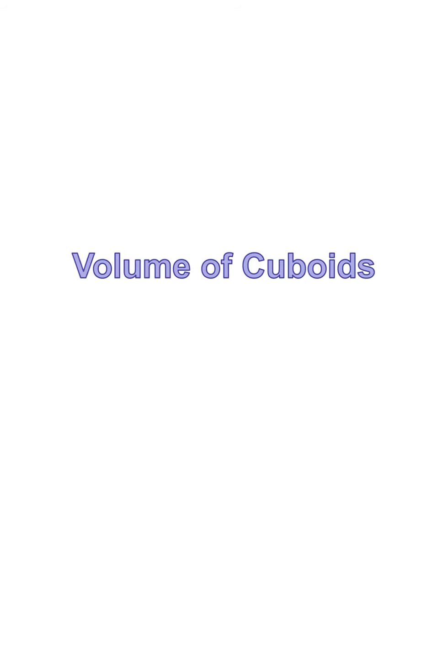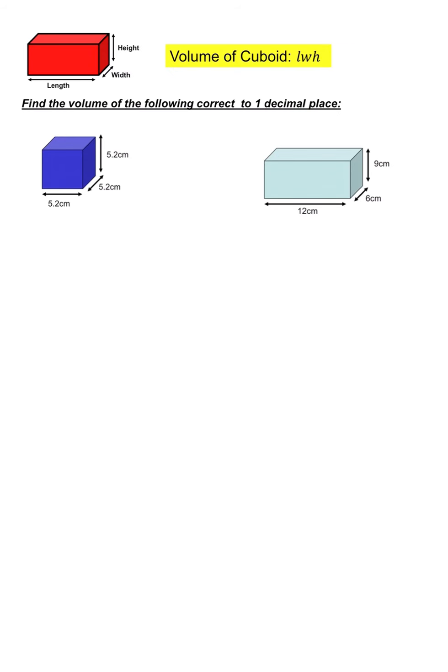In this video, we're going to be looking at finding the volume of prisms. So the first prism we're going to be looking at is volume of cuboids. And just remember, a prism is a 3D shape. Okay, so the volume of a cuboid is very easy. All you have to do is multiply the length by the width by the height.